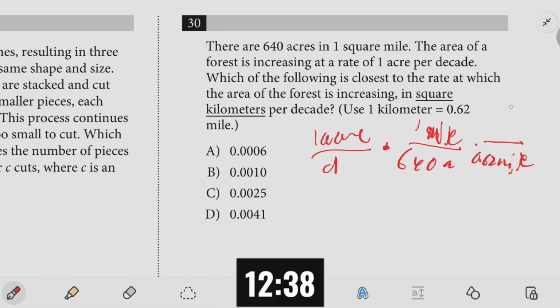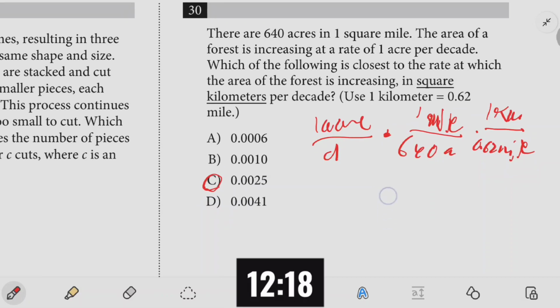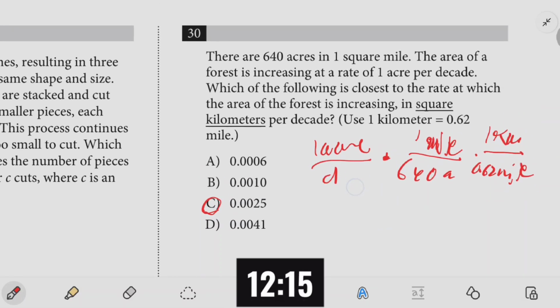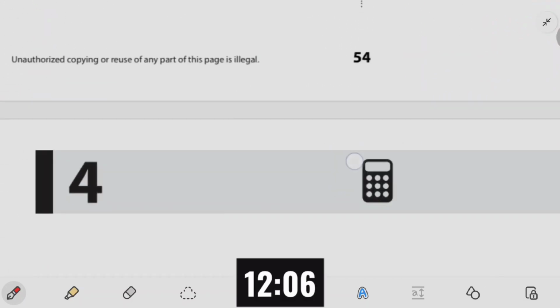Uh-oh. My computer just restarted. I can't see the time. Okay, I'm gonna assume. Okay. I think I can see time. Okay. 1 acre. 1 divided by 640. Divided by 0.62. This is our answer. 1 acre per decade equals 1 mile, 640 acres, and then that many miles in kilometers, so per decade, that's, okay.